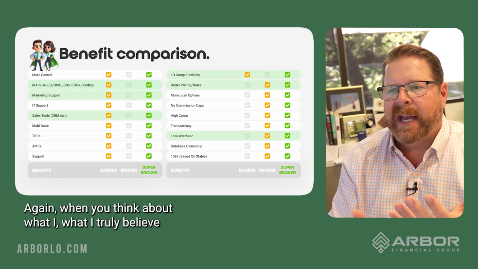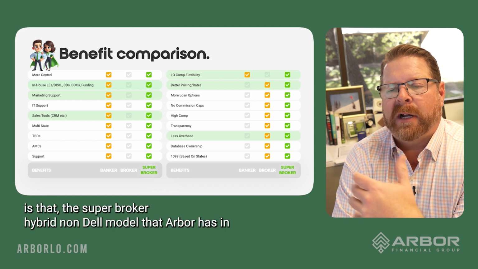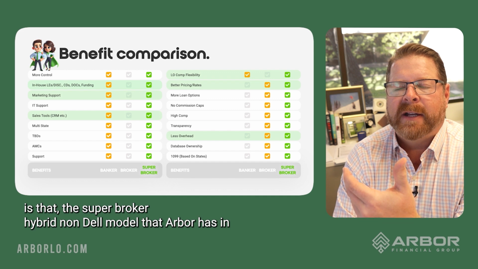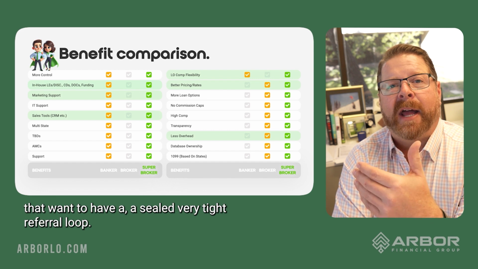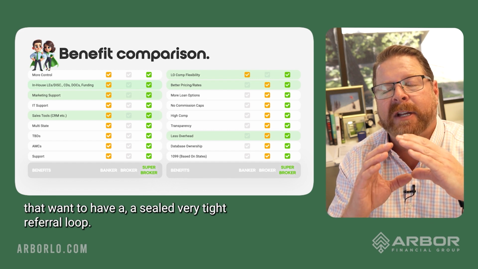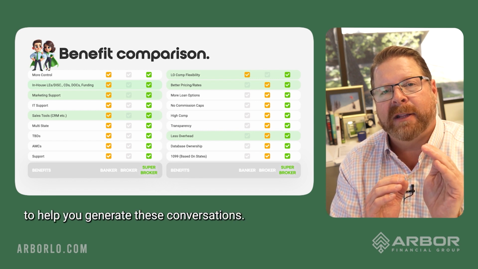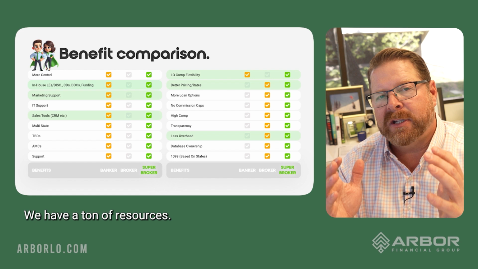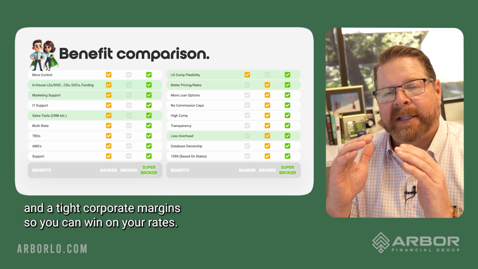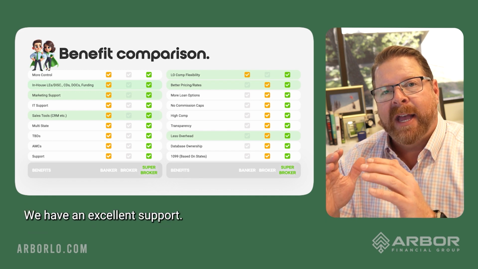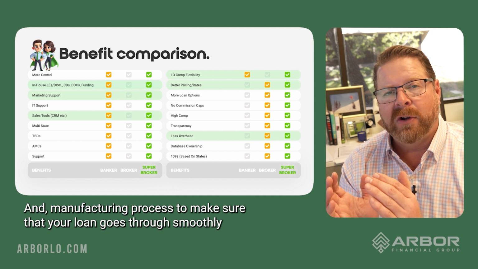We've got the rates. What I truly believe is that the super broker hybrid non-delegated model that Arbor has, in my opinion, is the best option for loan officers that want to have a sealed, very tight referral loop. We invest a lot of time and energy in the marketing support to help you generate these conversations. We have a ton of resources for all of these opportunities with the loan products. We have a very transparent and tight corporate margin so you can win on your rates. We have an excellent support and manufacturing process to make sure that your loan goes through smoothly.